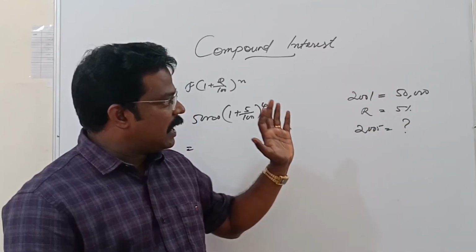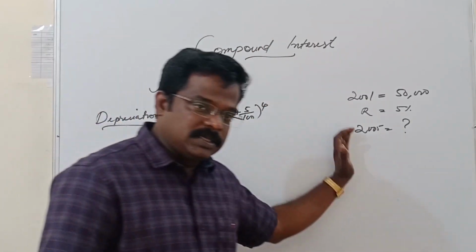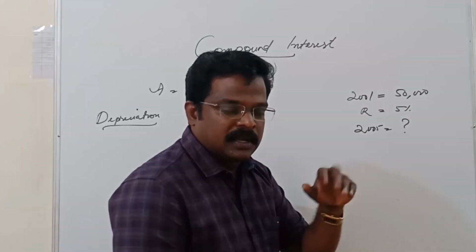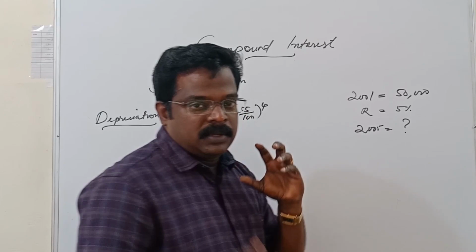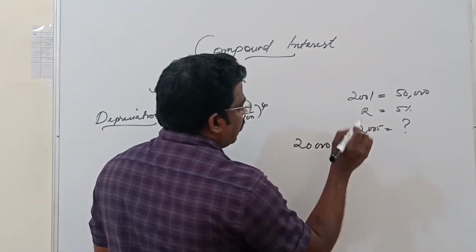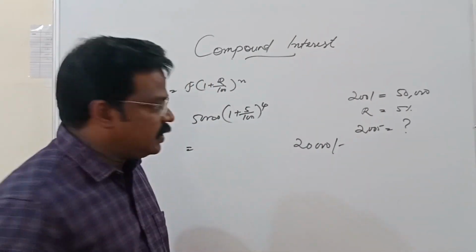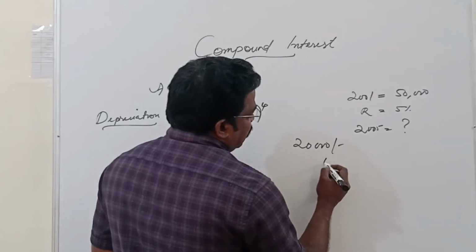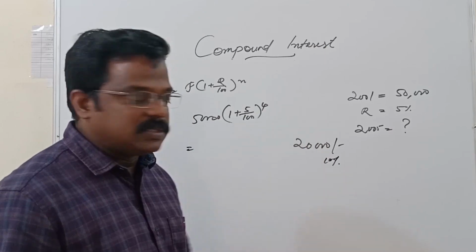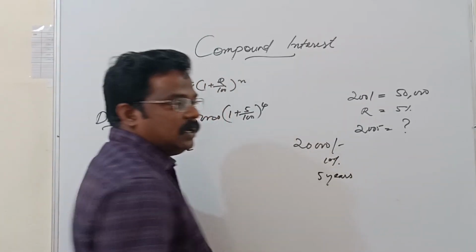So what is happening here in the case of compound interest, every year interest is increasing or the amount is increasing. But here in the case of depreciation, the value is decreasing. So you paid 20,000 for buying a scooter or bike. So every year its depreciation rate is given as 10%. 10% it is decreasing. So after 5 years, what will be the value of this bike?